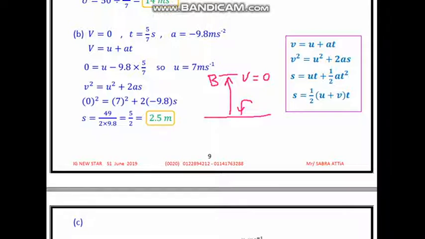The body moves up, so a will be negative 4. t is given in the problem, 5/7. Use the equation v equals u plus at to get u. Then use the equation v squared equals u squared plus 2as. v will be 0 as we said. u will be 7, we get it now. And a will be negative 4. Replace and use inverse operation to get the value of s, which is 2.5. I hope you got it.